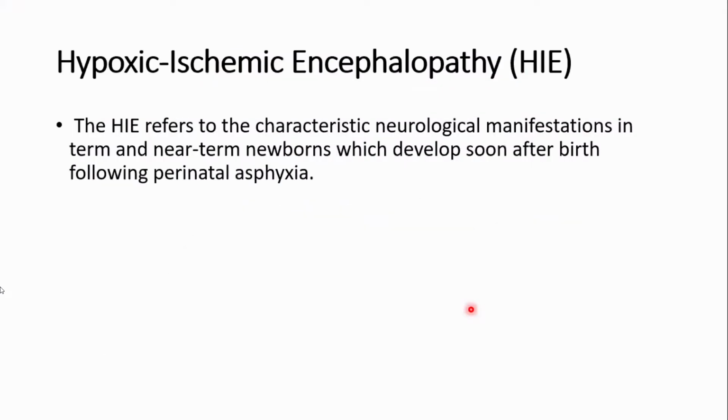So now, what is hypoxic ischemic encephalopathy? Okay, so hypoxic ischemic encephalopathy, this is the main part that we'll be discussing, refers to a characteristic neurological manifestation in the babies which develops soon after birth following perinatal asphyxia. So after perinatal asphyxia, if there is a neurological manifestation, that is known as hypoxic ischemic encephalopathy. So it is encephalopathy developed due to hypoxia or birth asphyxia, and it develops soon after birth.